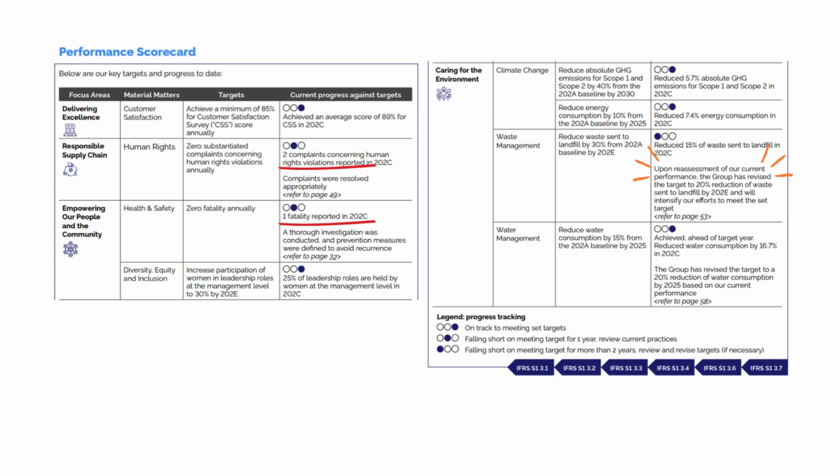Lastly, the listed issuer also restated another target, but this is due to their positive performance. For their water target, the listed issuer realized that they are already ahead of their targets. Hence, they decided to increase the quantitative targets for their water consumption.